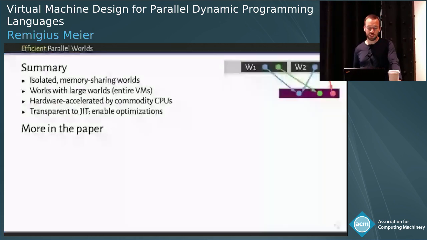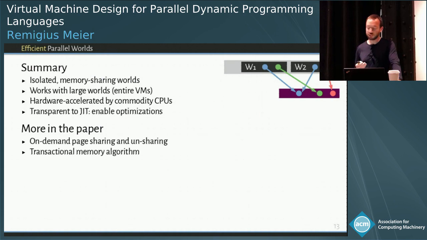We also talk more in the paper about the algorithmic parts, the dynamic parts. We do on-demand page sharing and unsharing, also through the memory protection feature of the x86 CPU. And we also talk more about the transactional memory algorithm, which is important for world reconciliation.